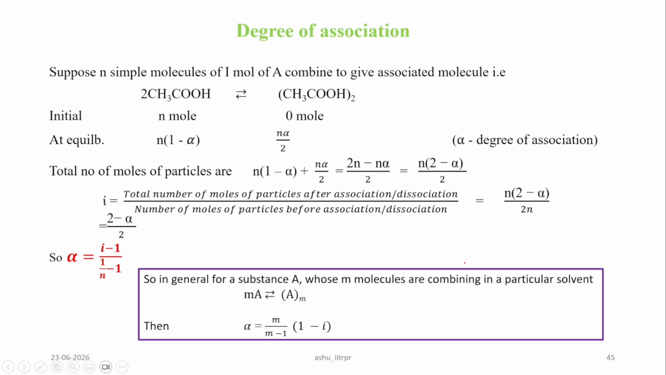Similarly, we can calculate alpha, the degree of dissociation, the degree of association, and the relation between alpha and i. So this is the final outcome. Alpha is equal to i minus 1. In dissociation we have n minus 1, but in association we have 1 upon n minus 1. That is the only difference.